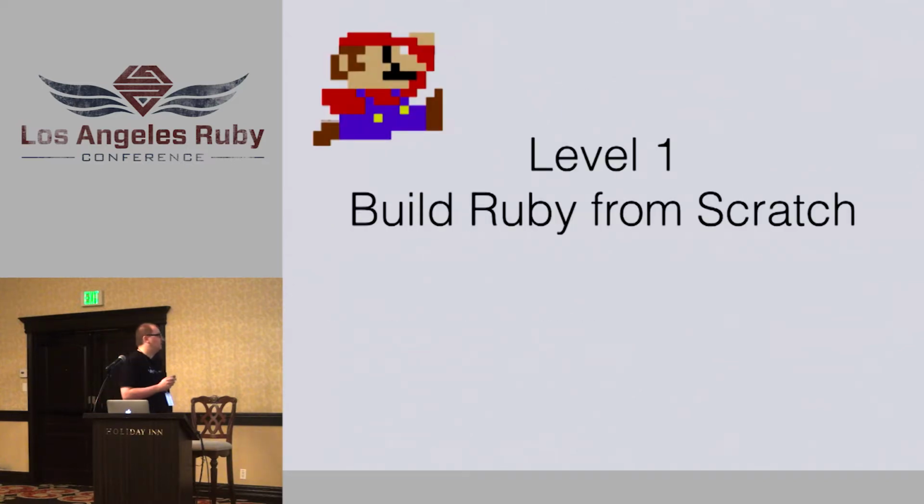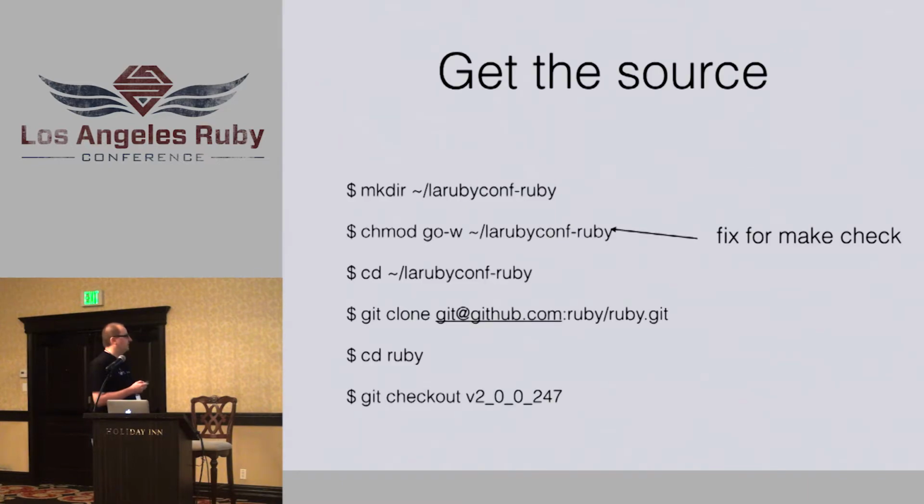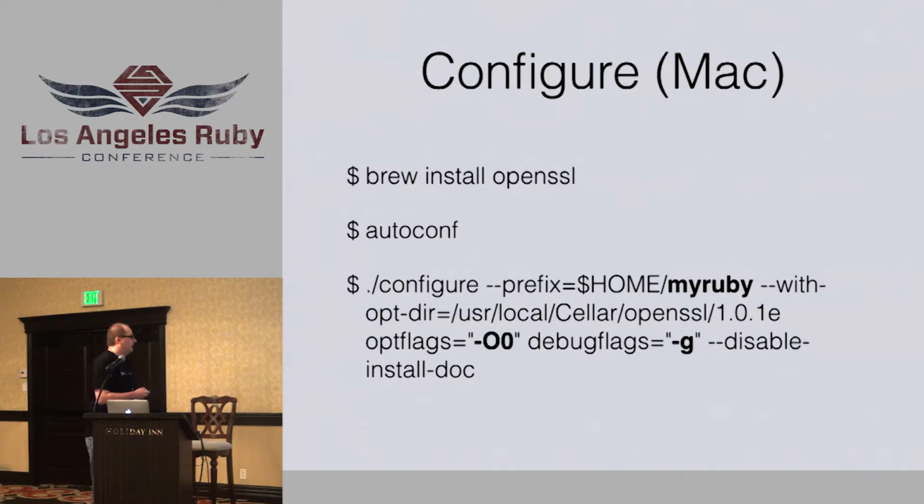Okay, so let's start level 1, which is building our Ruby from scratch. The first thing that you have to do is to simply check out Ruby from GitHub. And just for safety, I checked out this stable release tag 2.4.7, so the results are repeatable. If you're on Mac, the first thing that you should do is install OpenSSL, because you will need it for RubyGems. Then you run this command, autoconf, which actually configures the source code of Ruby for your particular machine.